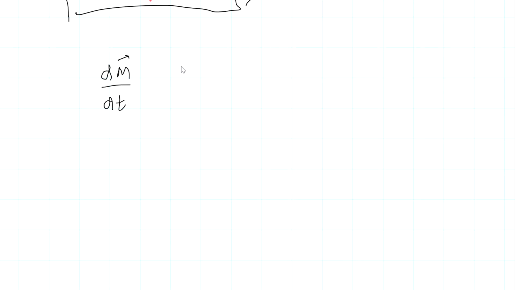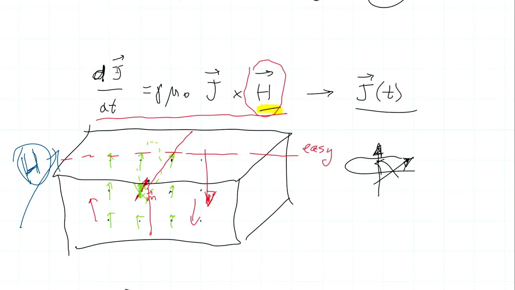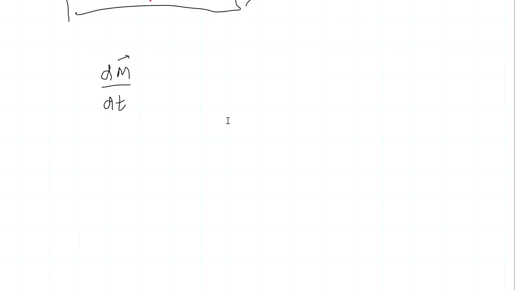Now, you may notice that J is on the left and right side of there, and from J you get M by multiplying by constants, and those constants will just disappear on both sides. So you can replace J with M on both sides, and the rest stays the same. So dM/dt would be equal to gamma mu naught M cross H effective, the effective magnetic field.